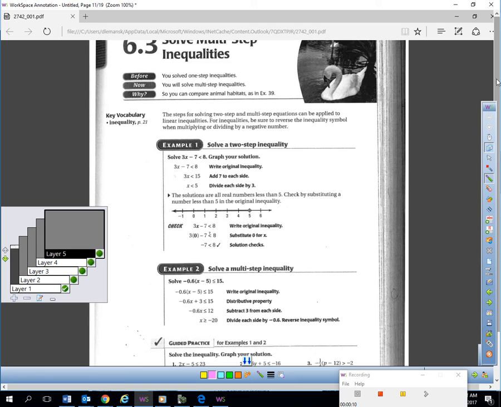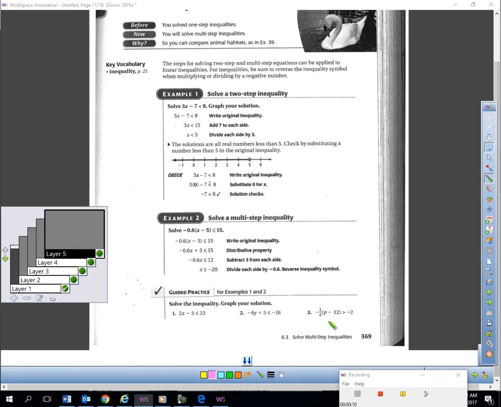Let's do one more. This would be another two-step problem. First of all, let me draw my onion. P is the center. The minus 12 would be next. It's inside parentheses. The times negative 1/4 is outside the parentheses. So let's get rid of that times negative quarter first. I'll divide by negative quarter to get rid of that.